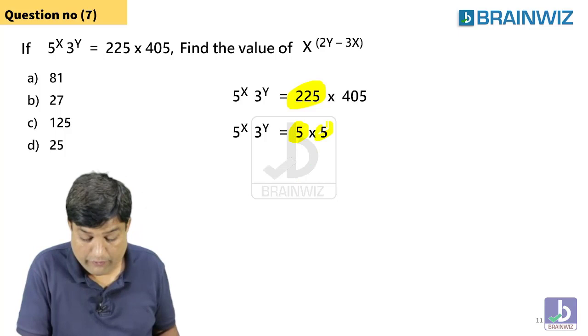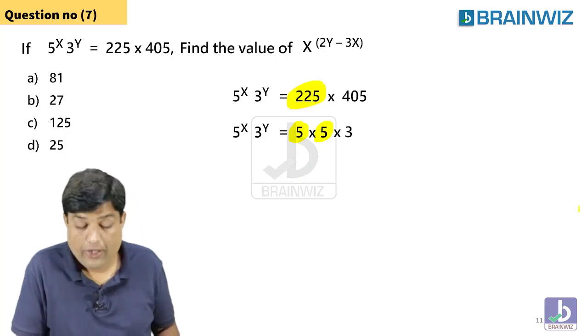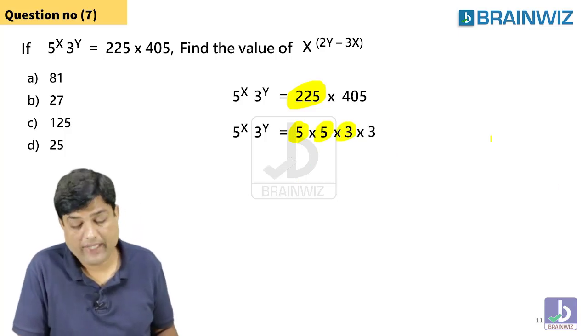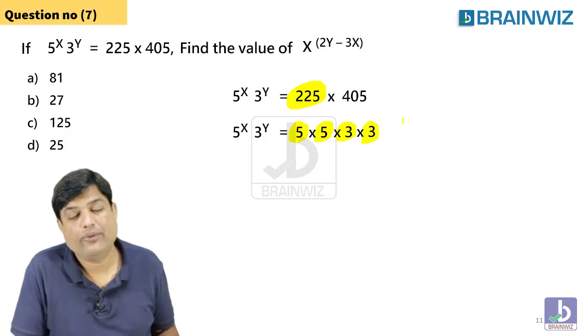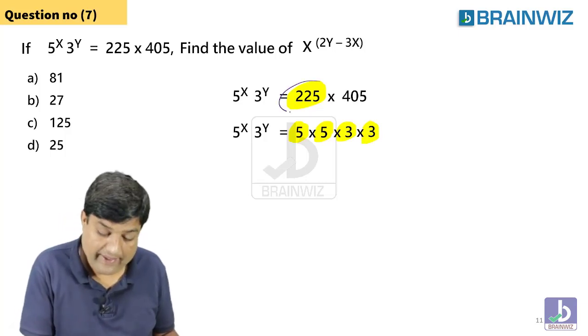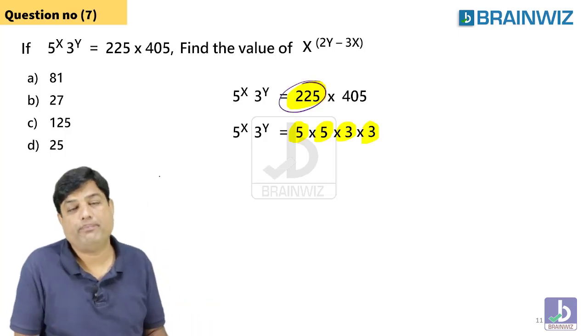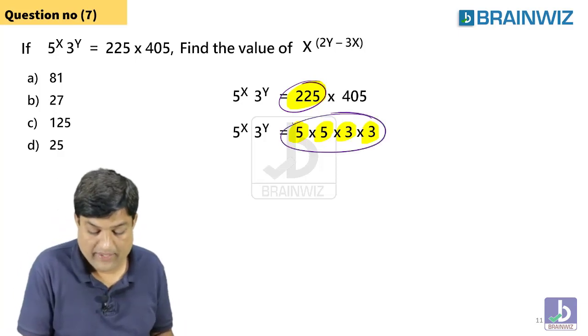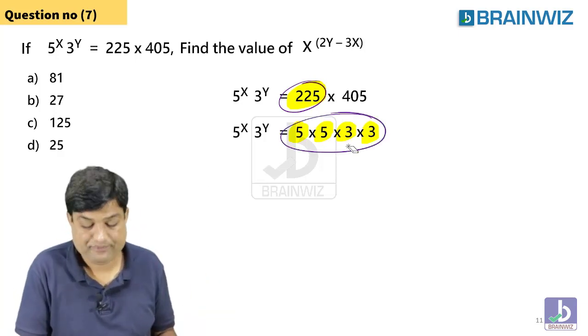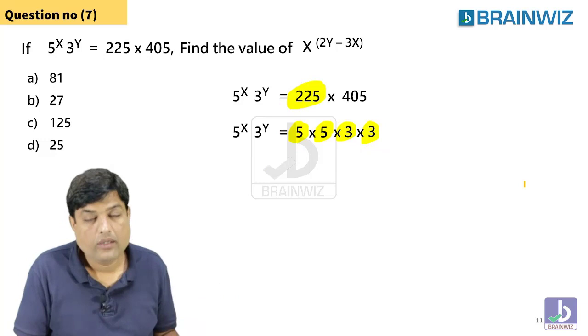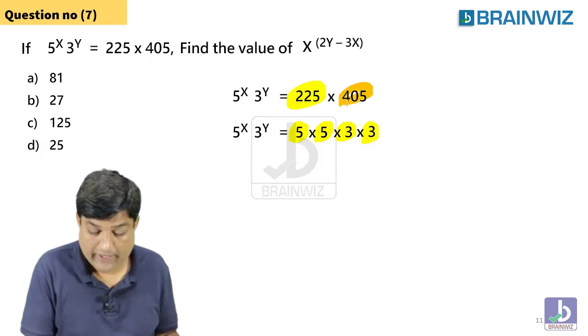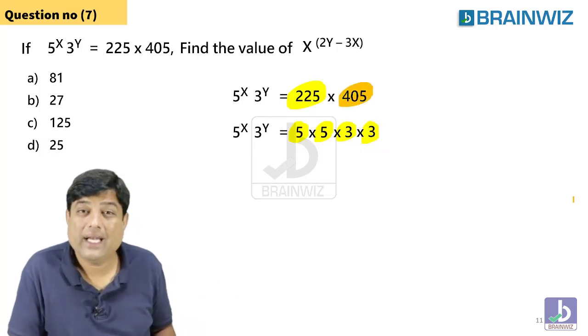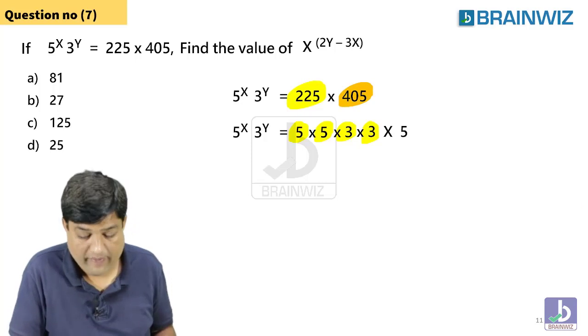5 into 5 is 25, 25 into 3 is 75, 75 into 3 is 225. So I have expressed this 225 in factor form, that is 5 into 5 into 3 into 3. How can we make this 405? This 405 also I can expand in the form of factors.